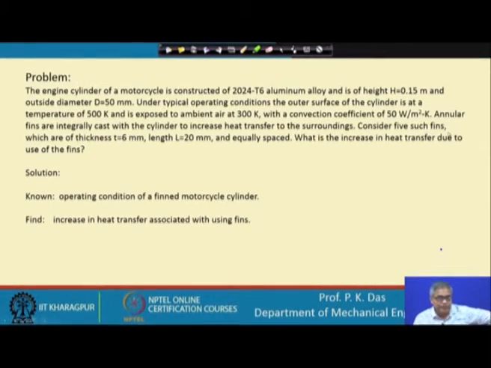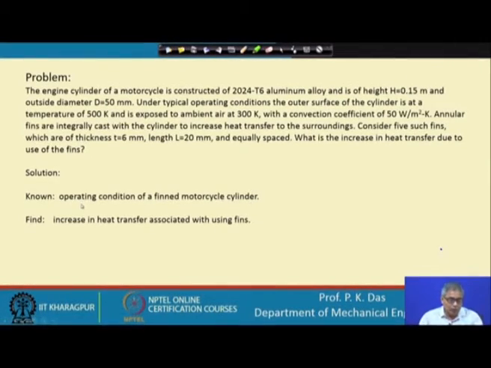Consider 5 such fins, which are of thickness t equal to 6 millimeter. T is the fin thickness. Sometimes delta is used for indicating the fin thickness, sometimes small t. Length L is equal to 20 millimeter, and equally spaced. What is the increase in heat transfer due to the use of fins?